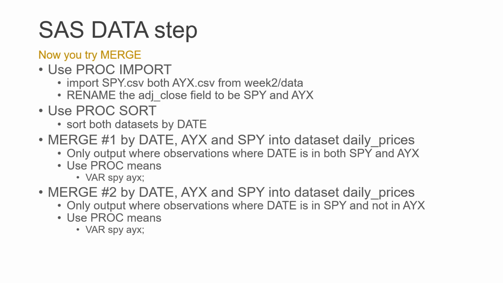Merge by date both Alteryx and SPY into a big data set called daily prices. Only output where the observations have a date in common. This is essentially doing an inner join between SPY and Alteryx. Use proc means to verify your results. Then do a second merge. Merge the 2, Alteryx and SPY, again, but this time only output observations for SPY that aren't in common with Alteryx. And use proc means to verify your results.